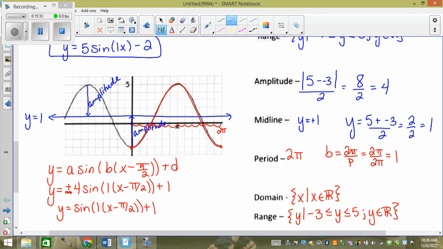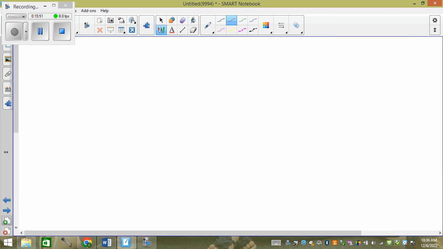Then I want you to flip the page over. I'm going to give you 3 questions. This time, instead of giving you the graph and asking you for information, I'm going to give you the equation and ask for information. Because I can either give you the graph and ask for all the stuff, or give you the equation and ask for all the stuff. Okay? So, here are your 3 equations.